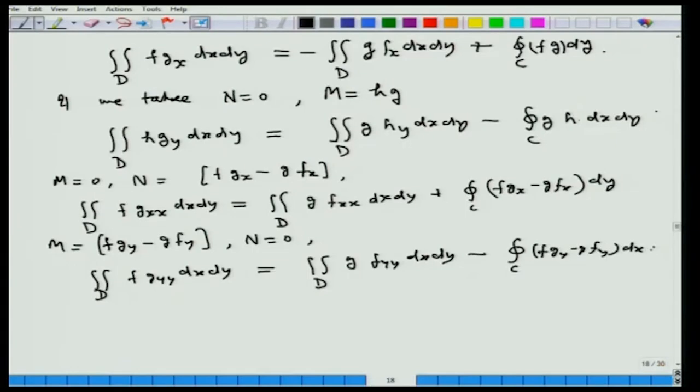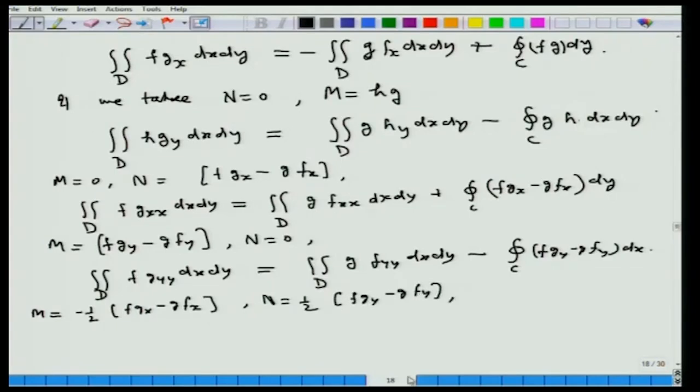And for the mixed kind of thing, we can take M equal to minus of (f g_x minus g f_x) and N equal to plus of (f g_y minus g f_y).